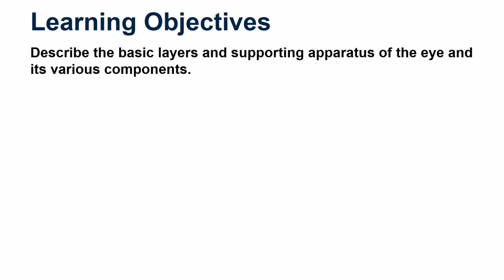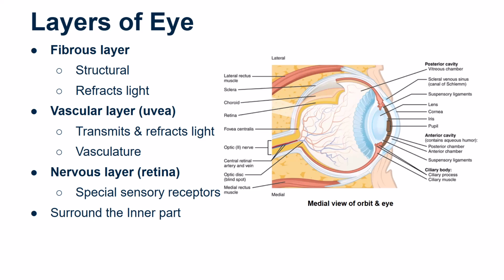In this video, we'll discuss the basic layers and supporting apparatus of the eye and its various components. The eye, the globe, the eyeball are all perfect synonyms for the same structure. The eye has three basic layers, from superficial to deep: a fibrous layer, a vascular layer, and a nervous layer.